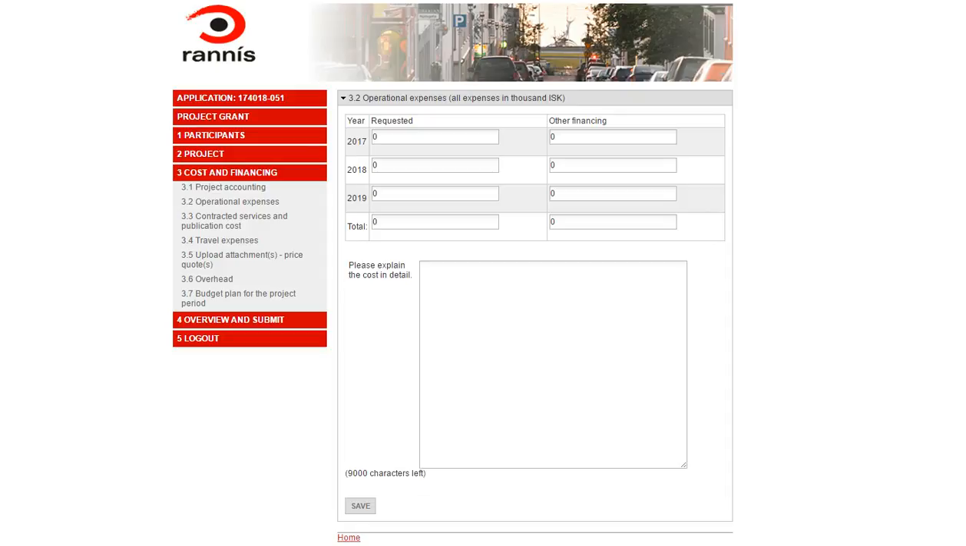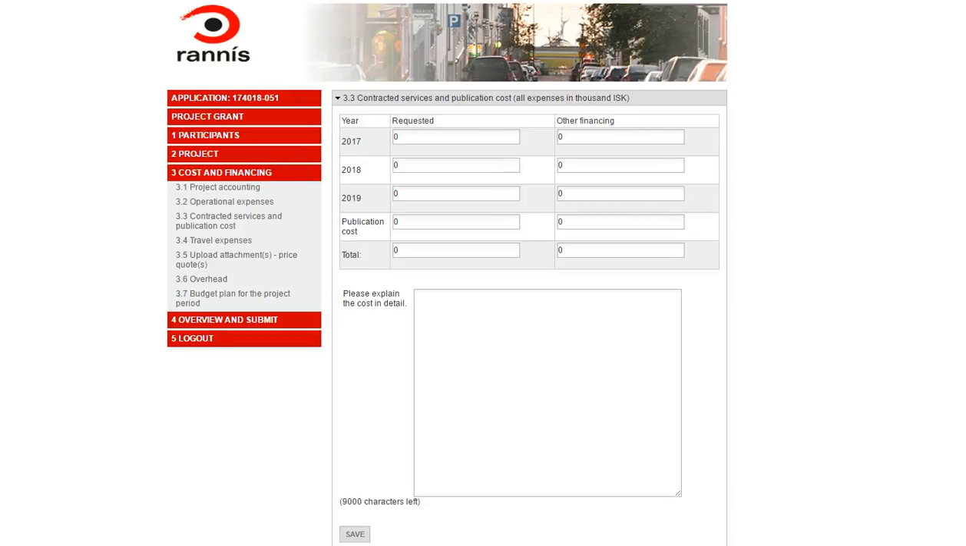Operational expenses and their relation to the proposed activities must be justified in detail in the cells provided. Price quotes should be uploaded in Section 3.5. Please note that all unexplained costs will be rejected.